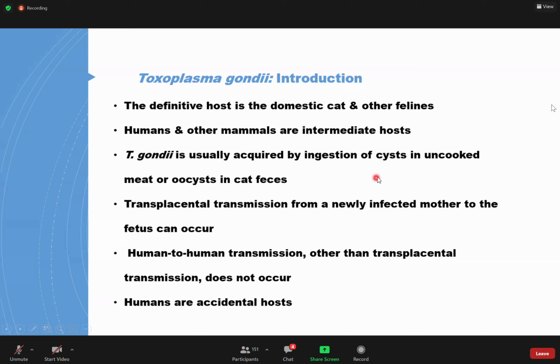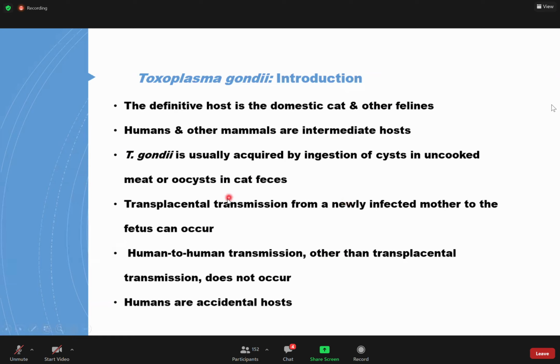The organism is usually acquired by ingestion of cysts. Now we are talking about acquisition in humans. It is usually acquired by ingestion of cysts in uncooked meat or meat that is not properly cooked. You know, there are some dishes in which you don't cook the meat very well. These kind of dishes can transmit the infective form of Toxoplasma gondii. It can also be transmitted when we ingest oocysts in cat feces, and you know what this means in a moment.